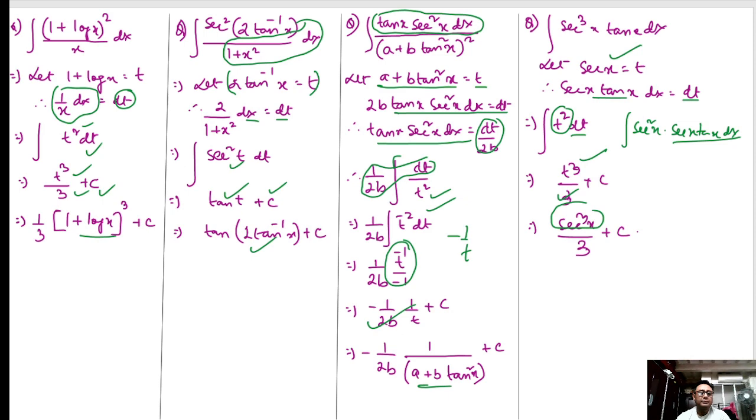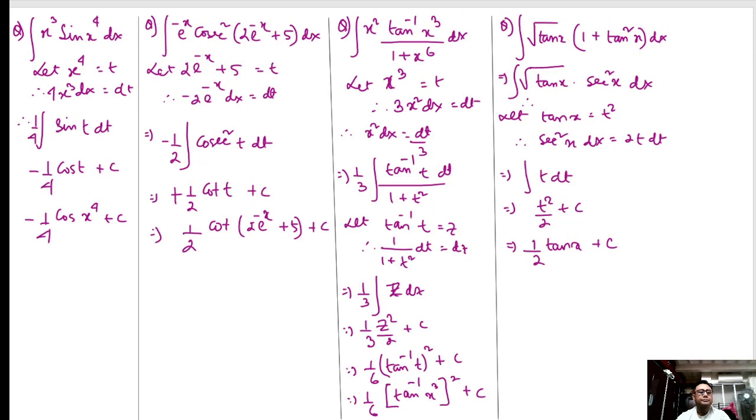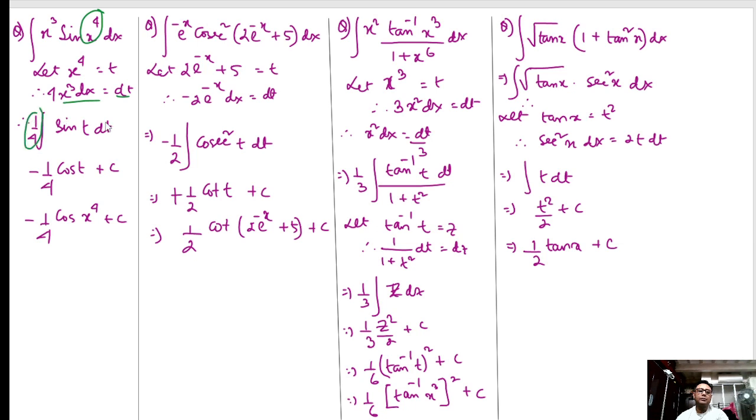Let's see the sums. This is the sum. So let us take x to the power 4 as t. So 4x cube dx equal to dt. So now x cube dx will be taken as dt by 4. So this is dt by 4 here, and that becomes sin t. Integration of sin t is minus cos t.